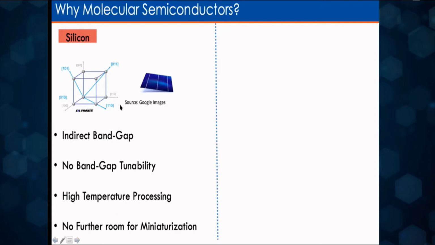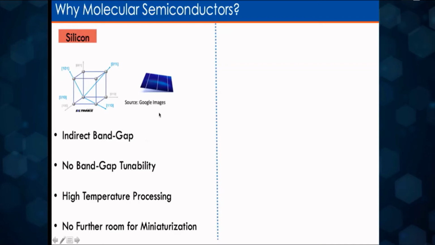Silicon is indeed an indirect bandgap semiconductor, so it's a very poor light harvester. If you use it for building solar cells, which are currently used in the market, you have to make a very thick cell. Essentially, it has a fixed crystal structure, and you cannot tune the bandgap much in the case of silicon.